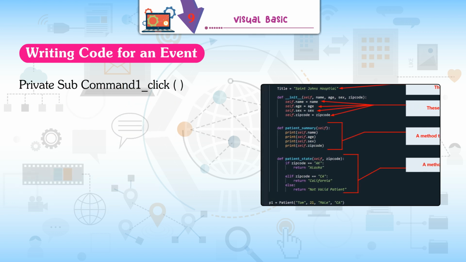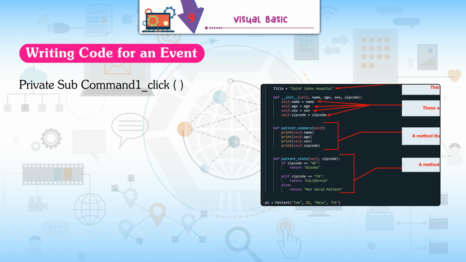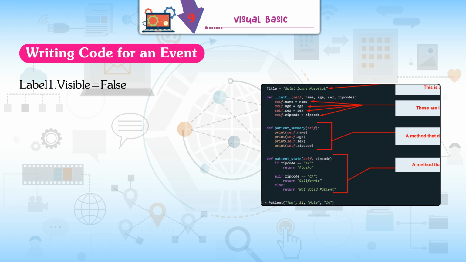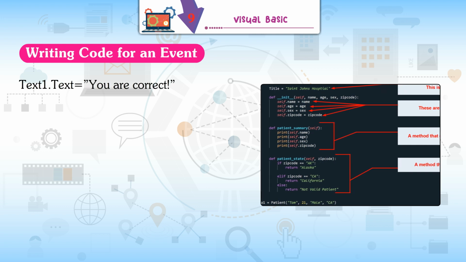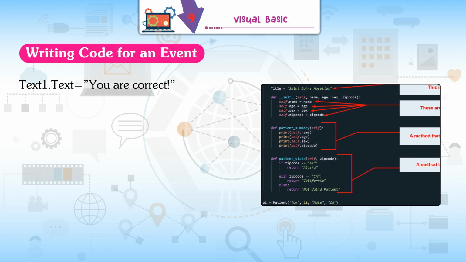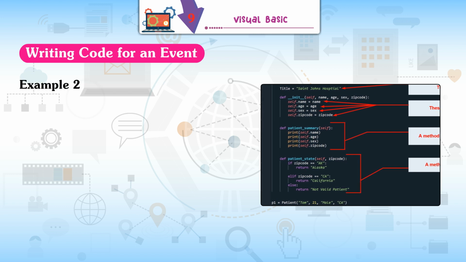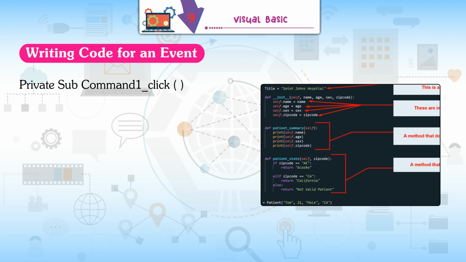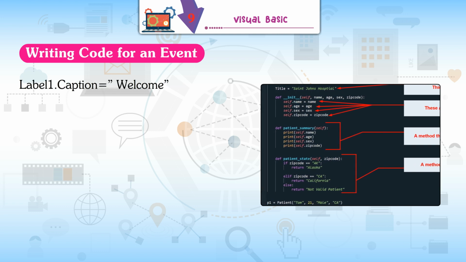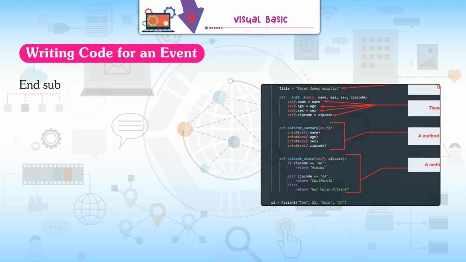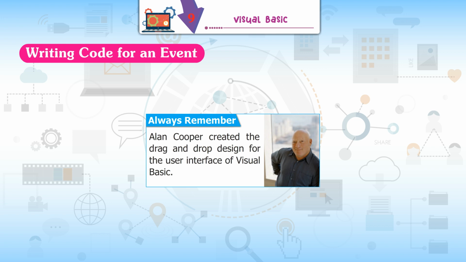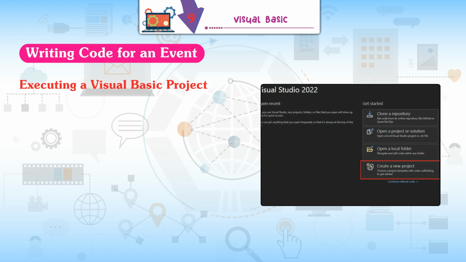Example 1. Private Sub Command1_Click(). Label1.Visible = False. Label2.Visible = True. Text1.Text = "You are correct". End Sub. Example 2. Private Sub Command1_Click(). Label1.Caption = "Welcome". Image1.Visible = True. End Sub. Always remember, Alan Cooper created the drag and drop design for the user interface of Visual Basic.